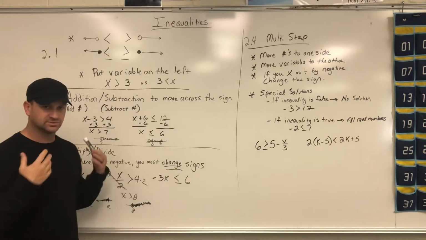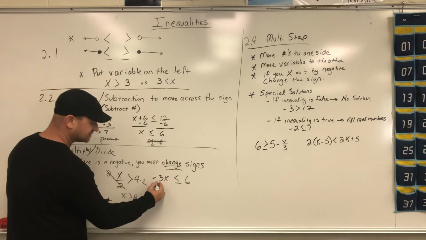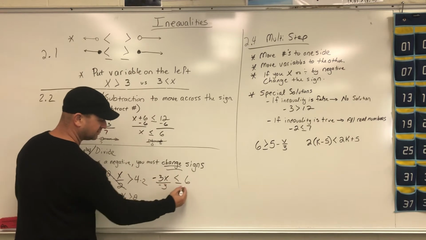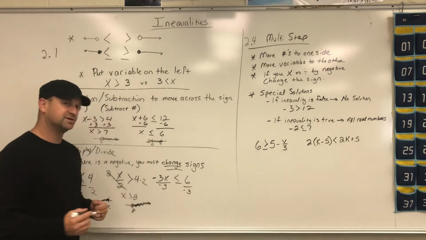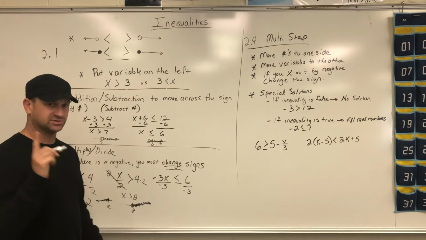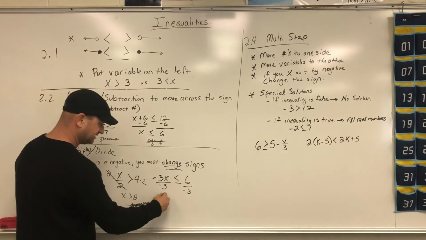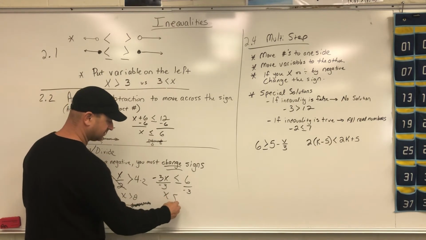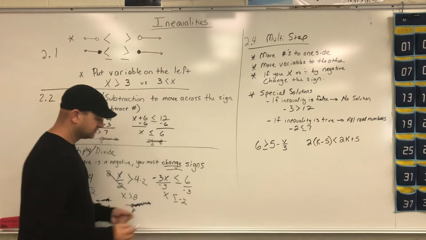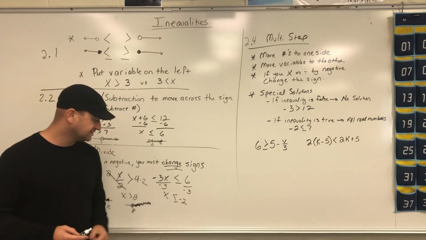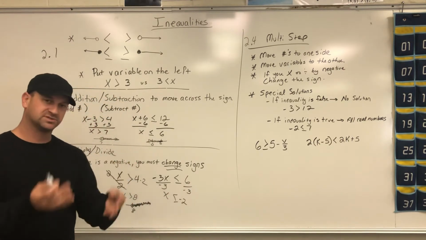Now, here's where things get confusing, and you have to pay attention to this. This is where students will get things wrong. In this case, we're going to divide by a -3. And when we divide by -3, the sign has to change, and I'm going to show you why in a second. So in this case, I'm not going to change the sign to start. So if I don't change the sign, my answer is x is less than or equal to -2.